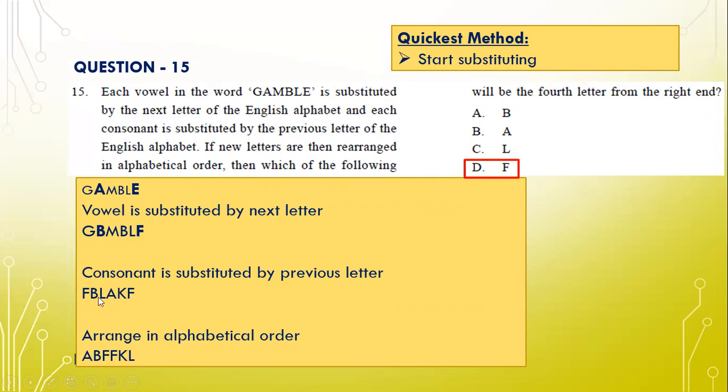And you have to arrange this in alphabetical order. So it will be A, B, F, F, K, L. So what is the fourth letter from the right hand? Fourth letter from the right hand will be 1, 2, 3, 4: F, letter F. Option D is the correct option.